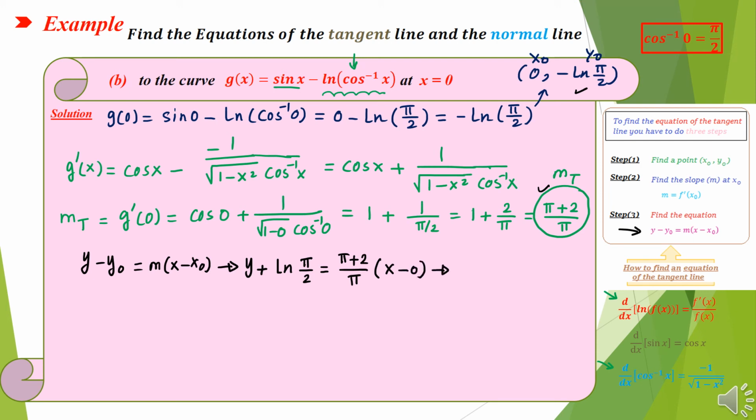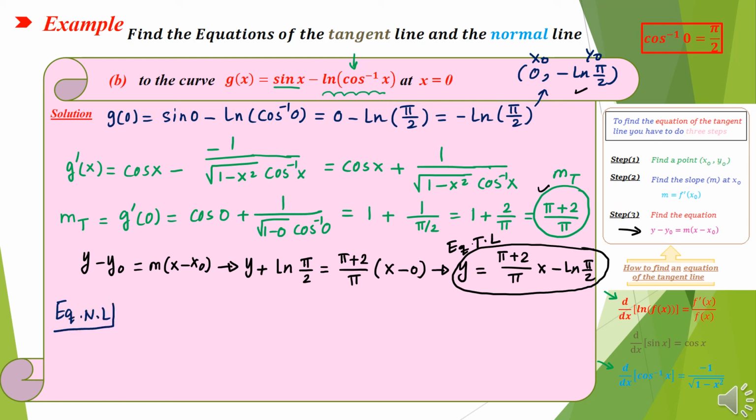And finally you will get the equation of the tangent line: y equals, you have to subtract ln pi over 2 from both sides, and you will get pi plus 2 over pi x minus ln pi over 2. And this is the equation of the tangent line. Now you have to find the equation of the normal line.